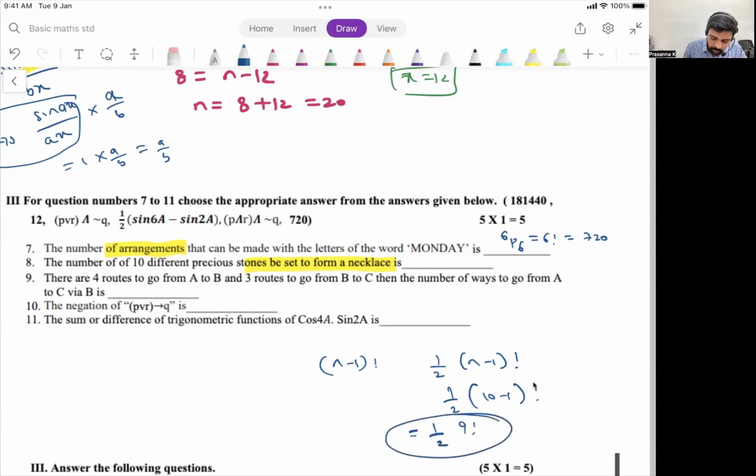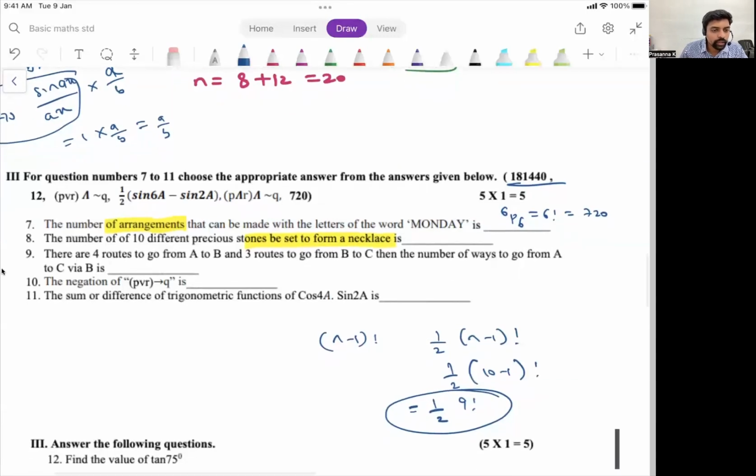If you simplify this, you will get 1,81,440. That will be the answer here. Then question number 9. There are 4 routes to go from A to B and 3 routes to go from B to C. Then find the number of ways to go from A to C via B. So there are 4 routes and then 3 routes. You just multiply that, you will get 12 different ways to go from A to C via B.